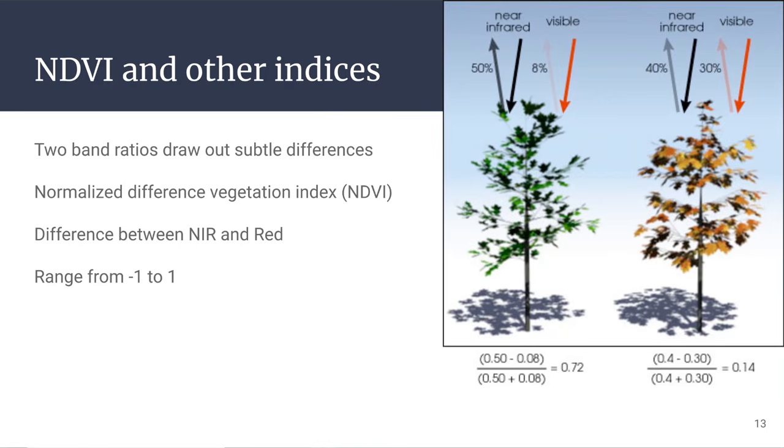On the right, because that visible light is reflected really well by that deader tree that doesn't have those green leaves, you end up with a small numerator, 0.4 minus 0.3, divided by the combined value of those two, and you end up with a smaller value for NDVI overall.